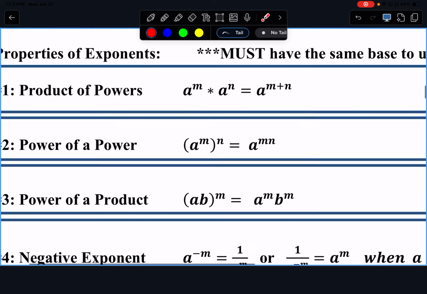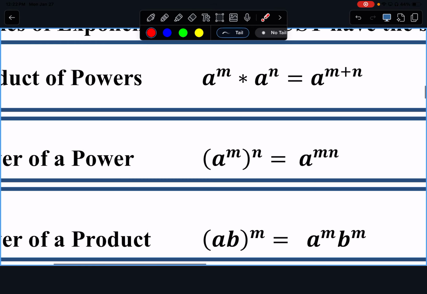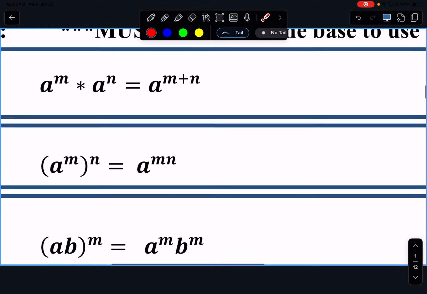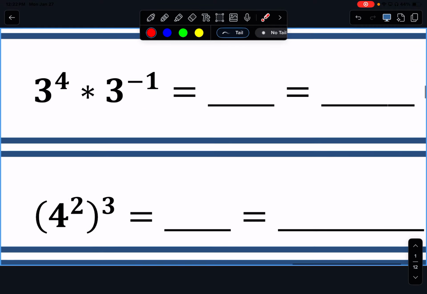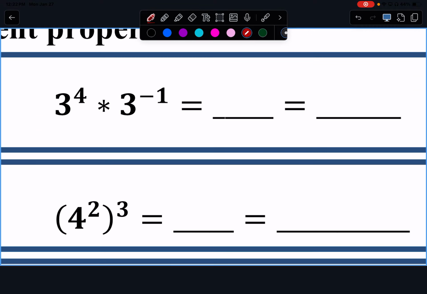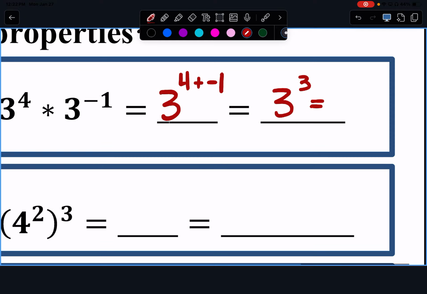All right, so for products of powers. If we take two things with the same base and we multiply them together, our exponents, we can do what with them? We don't multiply, we need to add them together. So over here, if I look at this problem, I can say 3 to the third power. We get that by saying 4 plus -1, which is 3. And what is 3 to the third power? 9. No, 3 squared is 9. What is 3 cubed? 27.